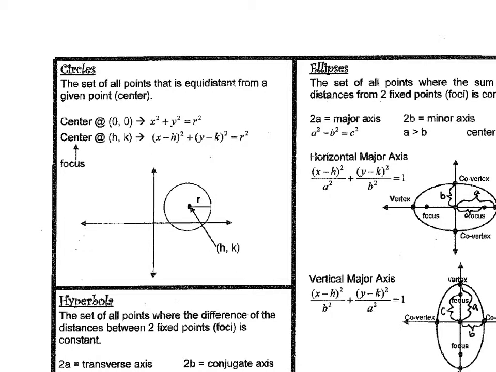Now, if the center is not at the origin, then you have a center that we're going to call (h, k), where h is the x coordinate of the center and k is the y coordinate of the center. You're going to have (x minus that h number) squared plus (y minus that k number) squared equal to the radius squared.